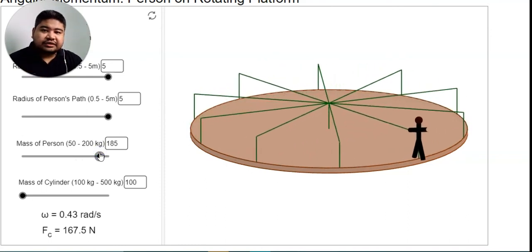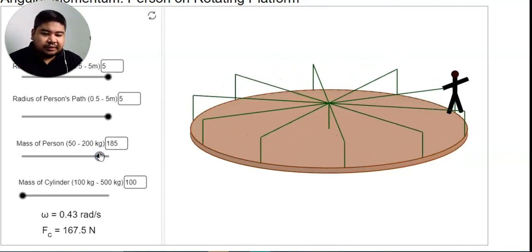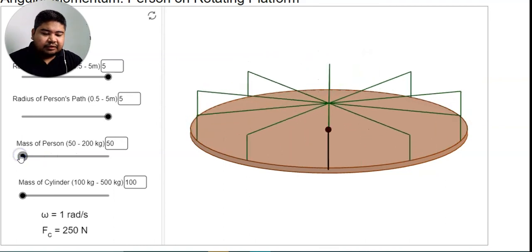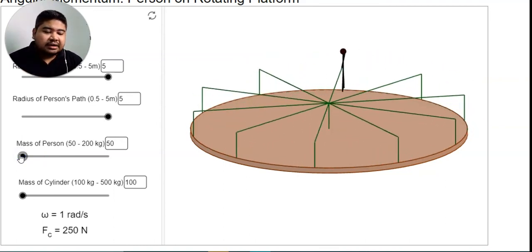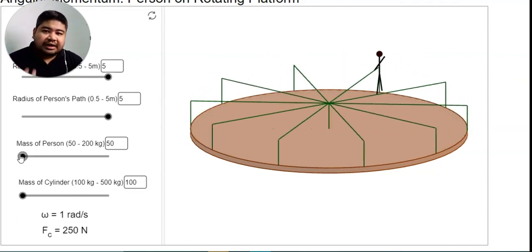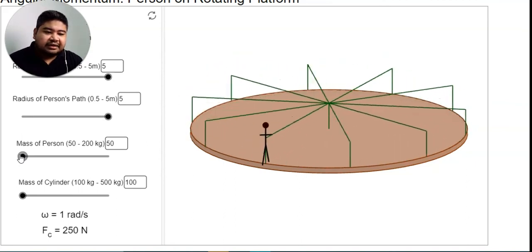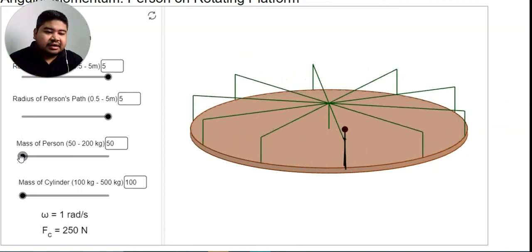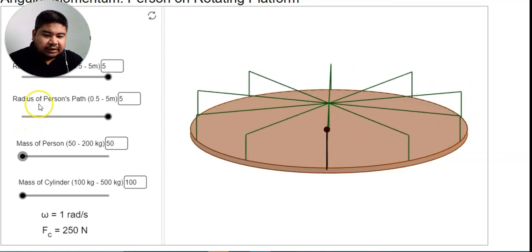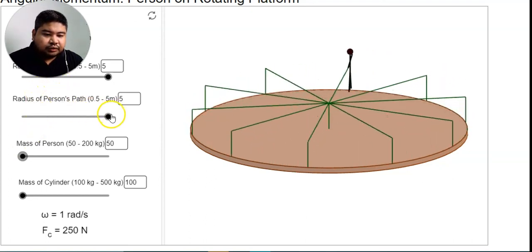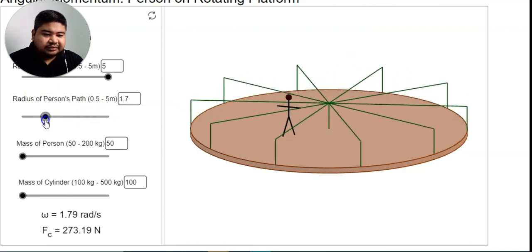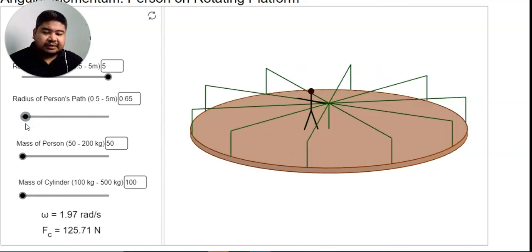Alright, so the rotational speed has decreased. If you reduce the mass again back to its original value, around 50 kilograms, you'll see that the spinning speed, the rotational speed or the angular velocity, is increased again. Another quantity that affects the angular velocity is the distance from the rotational axis. If we move the person closer to the rotational axis, you will see that the rotation becomes faster.